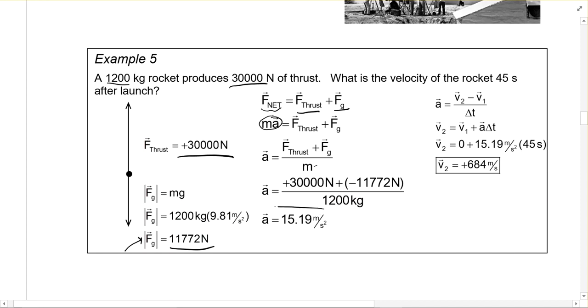So if I do that, I figure out that my acceleration is 15.19 meters per second squared. Now that I know my acceleration, I can use the second formula that we learned. And the other key bit of information I need to know is that my initial velocity here is 0, right? So if we rearrange for this, we get this equation, put 0 in place of V1, and then just acceleration times time, and that's it. So your V2 is going to be equal to 684 meters per second.